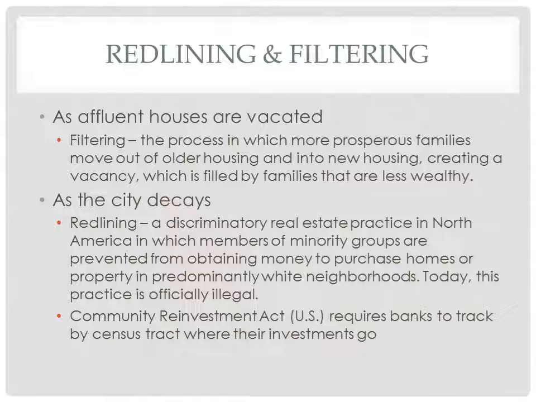So as those white families moved out, white flight, to the suburbs, filtering took place. Okay? Less wealthy families moved in, lower income families moved in. And then banks would eventually draw lines around areas that they would not invest in.